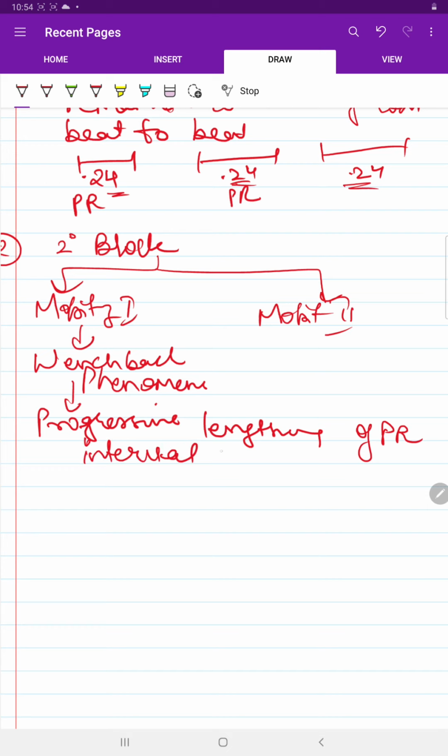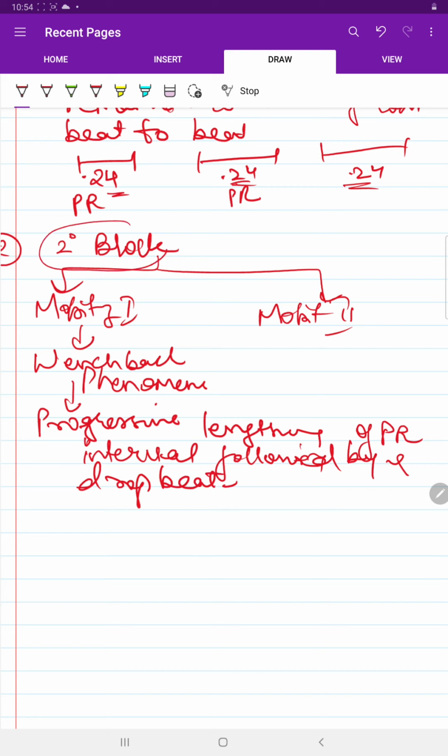Progressive interval following, followed by a drop beat. Hope you understand in simpler language. In second degree block there is a progressive Mobitz 1, progressive lengthening of PR interval followed by a drop beat.